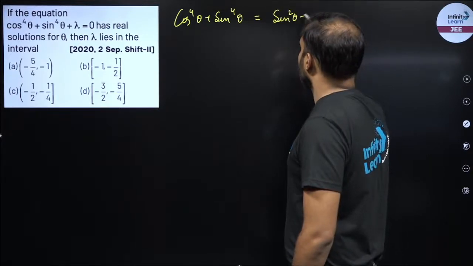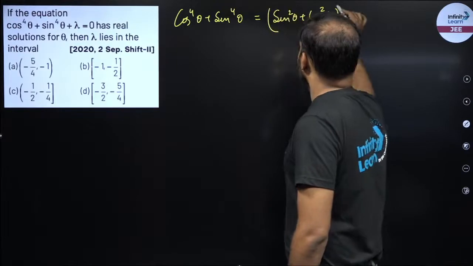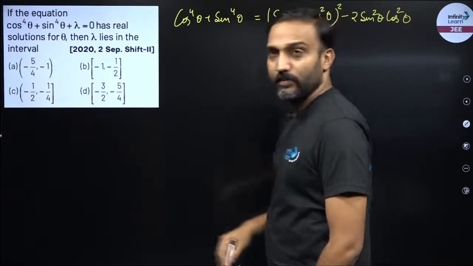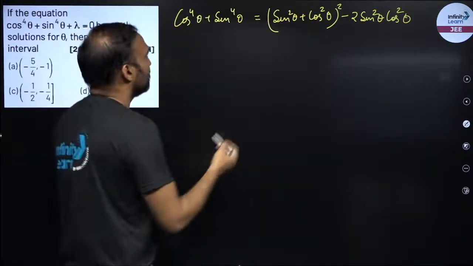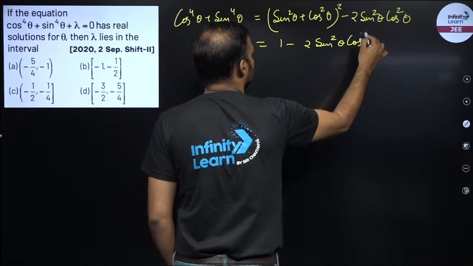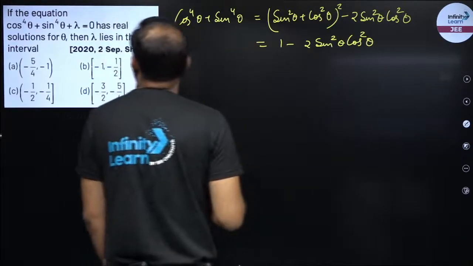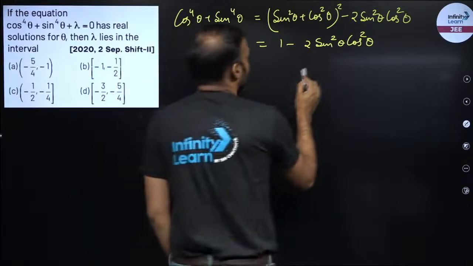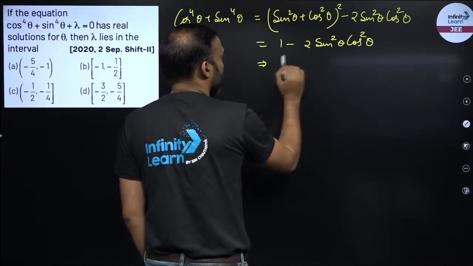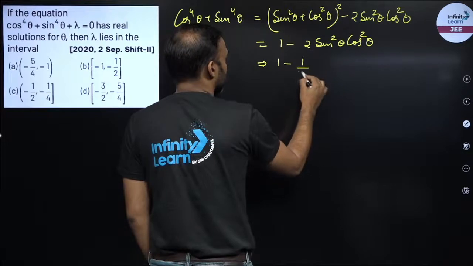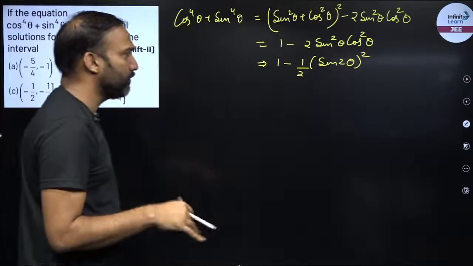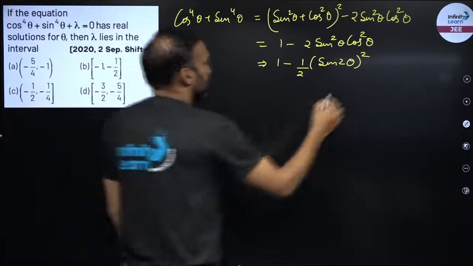So this is (sin square theta plus cos square theta) whole square minus 2 sin square theta cos square theta, right? Cos raised to power 4 theta plus sin raised to power 4 theta would be this. Now sin square plus cos square is 1, so 1 square is 1 minus 2 sin square theta cos square theta. So I have to find out the value for lambda, right? So let us first find out this interval. So I have 1 minus, multiplying by 2, it becomes (sin 2 theta) whole square, right? So sin theta cos theta, I have combined them, so I got sin square 2 theta. So this is my equation number 1.